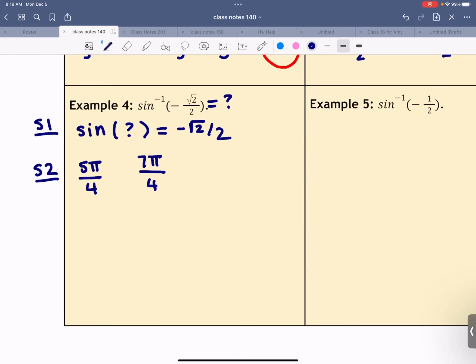All right, going on to step number 3, we want to figure out, okay, we know the answer is either in quadrants 1 or quadrants 4. Now, the two angles that Sarah gave me on the unit circle are here and here, right? 5π/4 is on the left, 7π/4 is on the right. Which one is in quadrant 4?